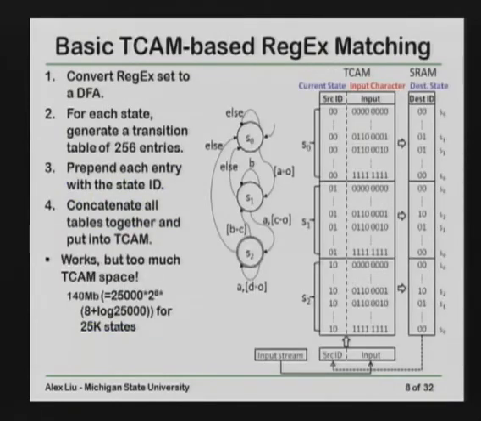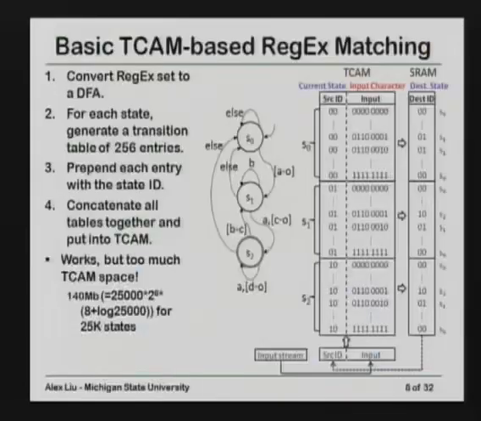So let's first take a look at the very basic TCAM-based regular expression matching. So this is a very simple DFA. Basically, we first convert a regular expression set to a DFA. There are standard algorithms to do this conversion. And then for every state, we can generate a transition table of 256 entries. Here we assume every character is 8 bits. So then you will have 256 entries, right?